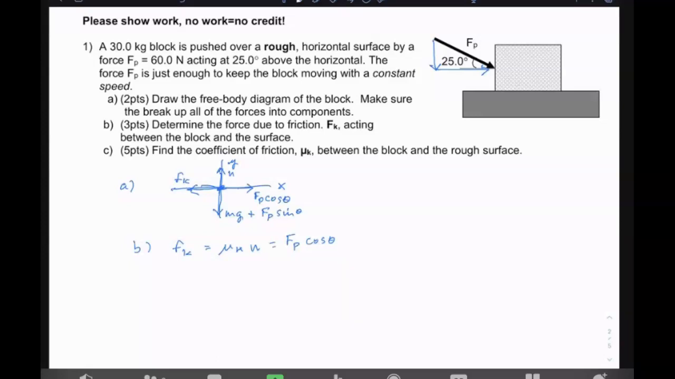So we just use the numbers that were given for F sub p, which is 60.0 newtons, times the cosine of 25 degrees. And then when we calculate that, our result is 54.4 newtons.